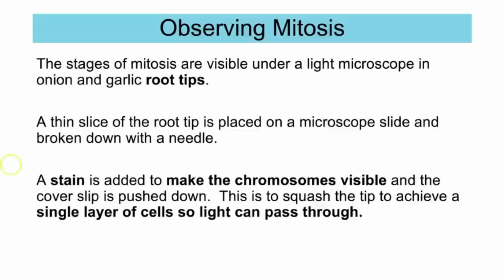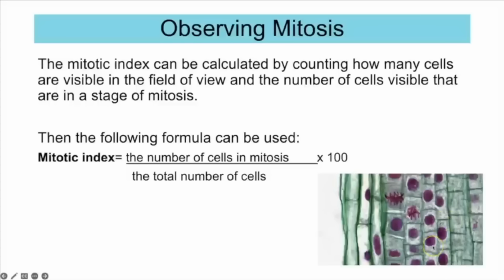The reason we push down is to squash the tip to achieve a single layer of cells to ensure light can pass through, and therefore you can see the individual cells and the chromosomes inside of them. And that's what we can see here, that single layer of cells, light's passing through them. Most of the cells here are in interphase, and we can tell that because chromosomes are not visible. But we do have two where the chromosomes are visible. So we could use this to calculate the mitotic index.